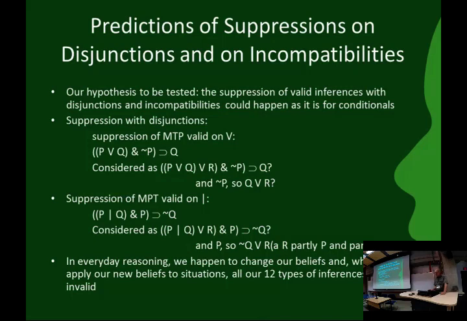So in everyday reasoning, we happen to change our beliefs. And when we apply our beliefs in a new situation, all 12 types of inferences seen before seem invalid. So you see the idea. There are 12 types of inferences that I have studied. Six of them are valid from a logical standpoint. Six are invalid. What people do in everyday life is not that procedure. They consider all 12 as valid when they apply the beliefs that they have to certain situations. And when they get new information such that they change their belief, then none of the 12 inferences are done, because people think that, well, with this new information, the inference is no more valid.